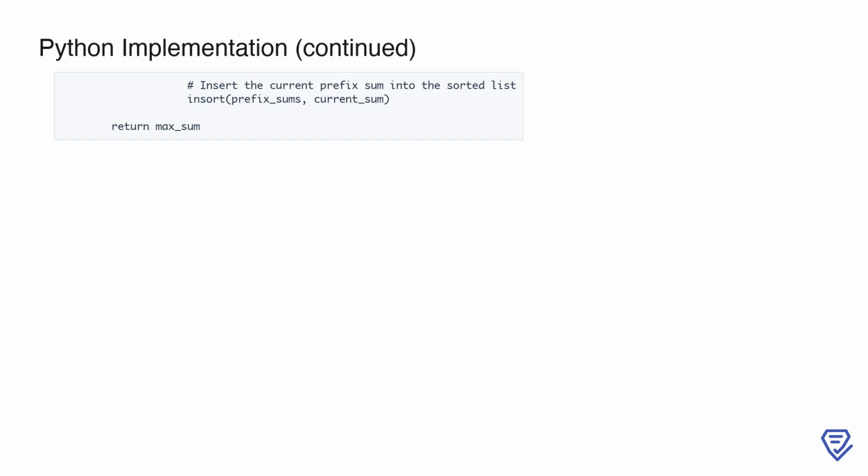This ensures that our prefix_sums list remains sorted, which is critical for efficiently finding the smallest prefix sum in subsequent iterations. By maintaining this sorted list, we can quickly compare and adjust as we process each row's cumulative sum. Once all rows and column boundaries have been processed, the loop concludes, and we return max_sum, which now holds the maximum sum of any subrectangle within the matrix that does not exceed the given value k. This approach effectively combines dynamic programming with binary search to optimize the solution for this challenging problem.